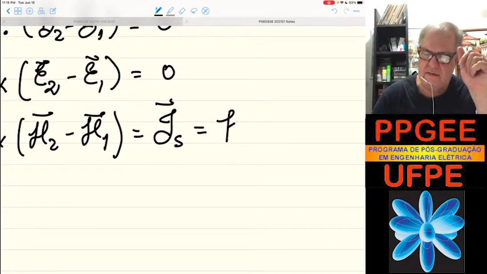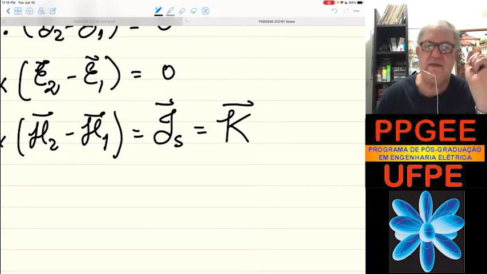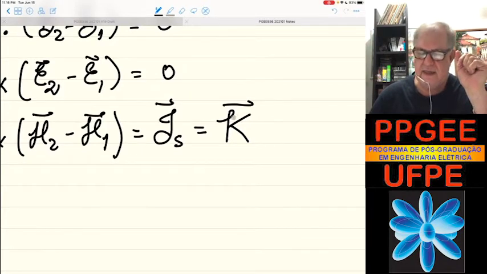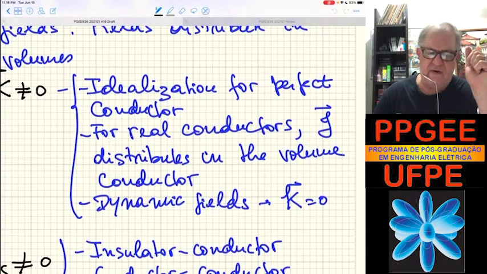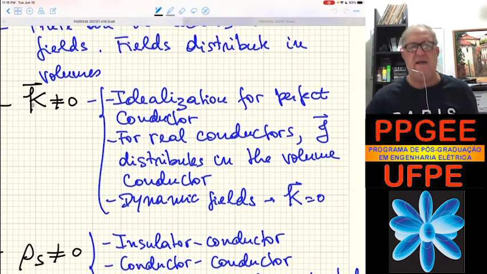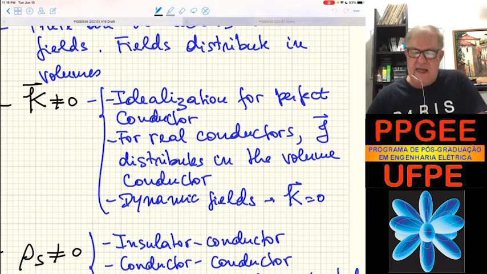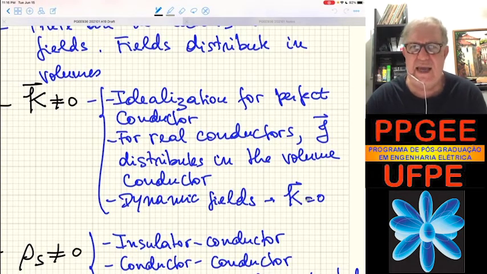Special letter K, this rounded, just this cursive type, just to mention that this is a time varying quantity. So this is an idealization for a perfect conductor. We might have a surface current density for a perfect conductor. If you have a real conductor, J distributes in the volume conductor. So we don't have that. That would be 0, in fact. And for dynamic fields, the K is always equal to 0, unless we have some special cases.